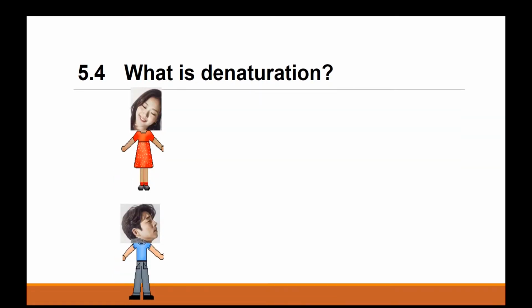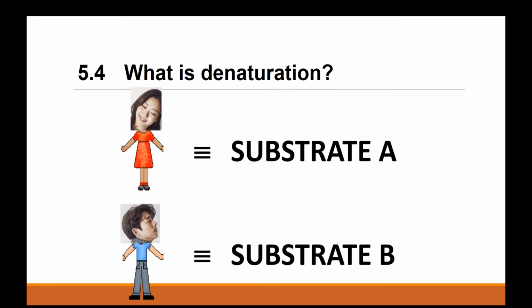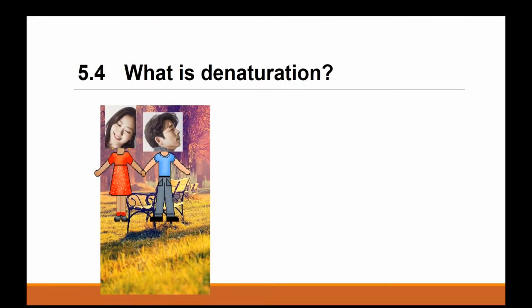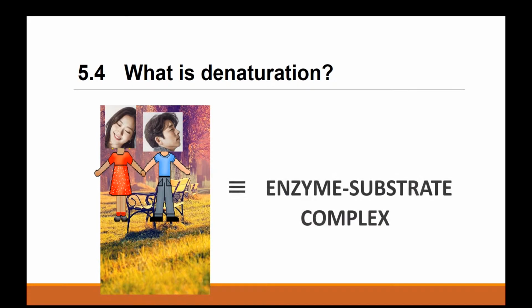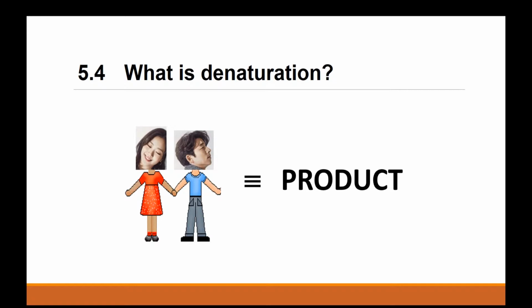Now, what about each of you? What do you represent in this entire example? Yes, both of you are like substrate A and substrate B, right? Coming together. And when both of you are on the bench, you are actually like an enzyme-substrate complex. When you start to talk to each other, get to know each other better, then eventually you'll leave as a product, right? So that's when you have the fairy tale, and that's it. So this is the idea of how an enzyme works.